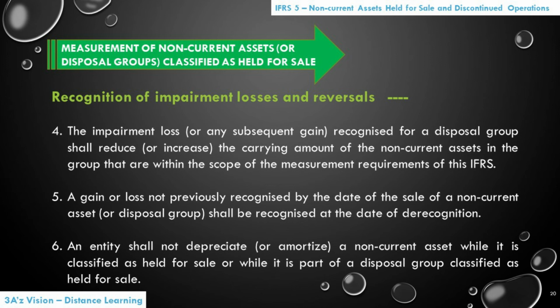Number 5. A gain or loss not previously recognized by the date of the sale of a non-current asset, or disposal group, shall be recognized at the date of derecognition. Number 6. An entity shall not depreciate, or amortize, a non-current asset while it is classified as held for sale or while it is part of a disposal group classified as held for sale.